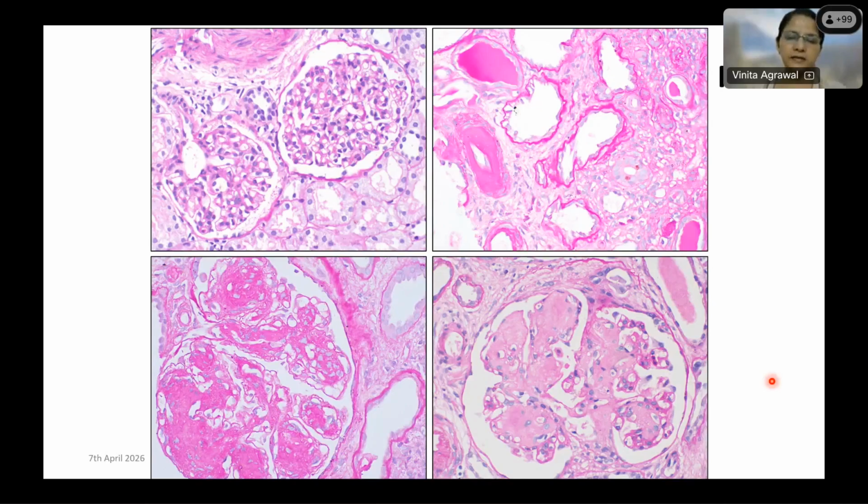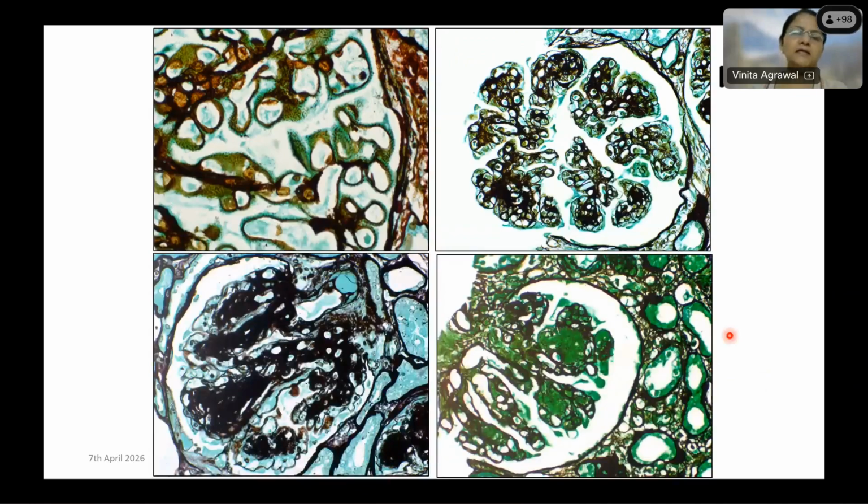Why do we do the silver methenamine stain? One is because you want to look at the glomerular basement membrane. You can look at these spikes. If you look closely, these are the spikes which you can see above the basement membrane. These are very beautifully seen only on the silver methenamine. I'll come to this further when we talk of the case of membranous nephropathy. Similarly, when you're looking at glomerular basement membrane duplication, you can see the double contours of the glomerular basement membrane on a silver methenamine stain.